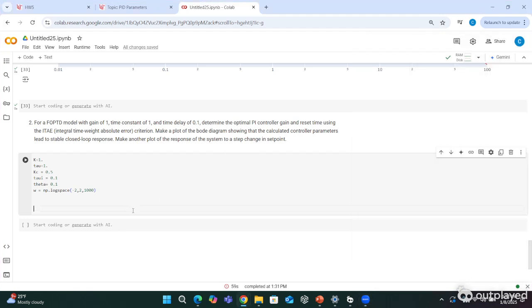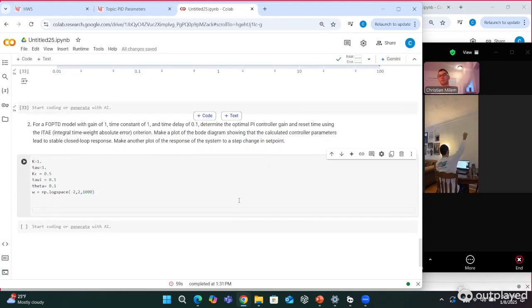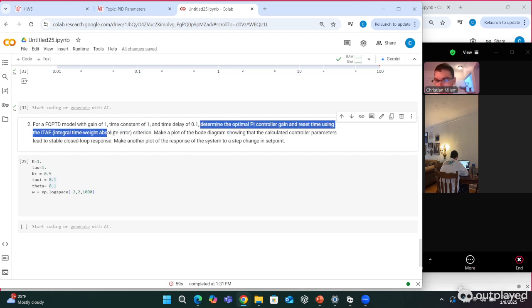So this should be our last part. For a first order process with a time delay model, with a gain of 1. So K is 1, time constant of 1, and time delay of 1, so theta is 0.1. Determine the optimal PI controller gain and reset time using the integral time weighted absolute error criterion.